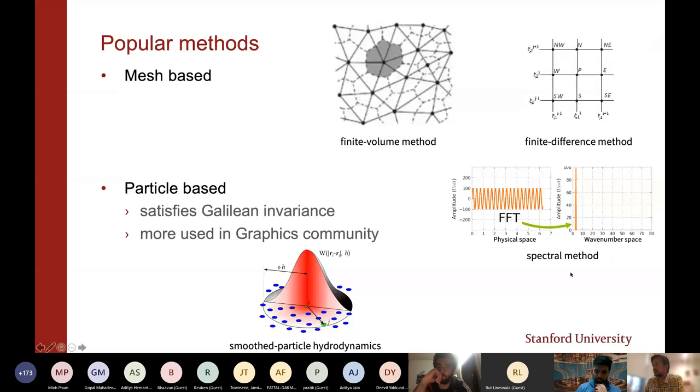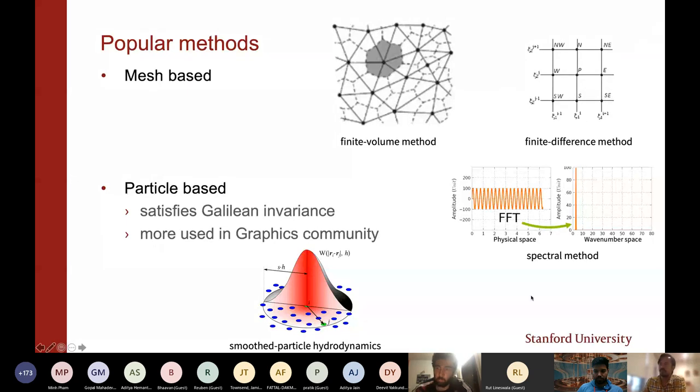Another method, mostly used for turbulence and other related simulations, is the spectral method. Here, you convert the system from physical space into wave space, or spectral space, by using, say, fast Fourier transform. There are other options like Chebyshev transform. You solve the system in wave number space, and then once you're done solving, you can inverse transform it and come back to the physical space.